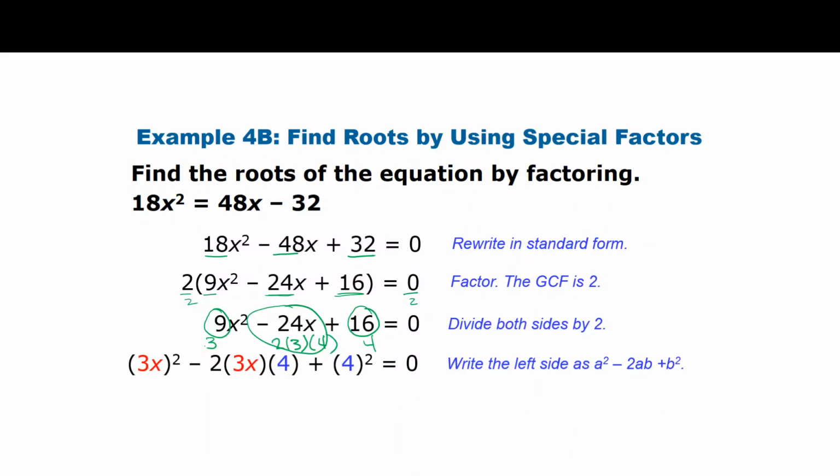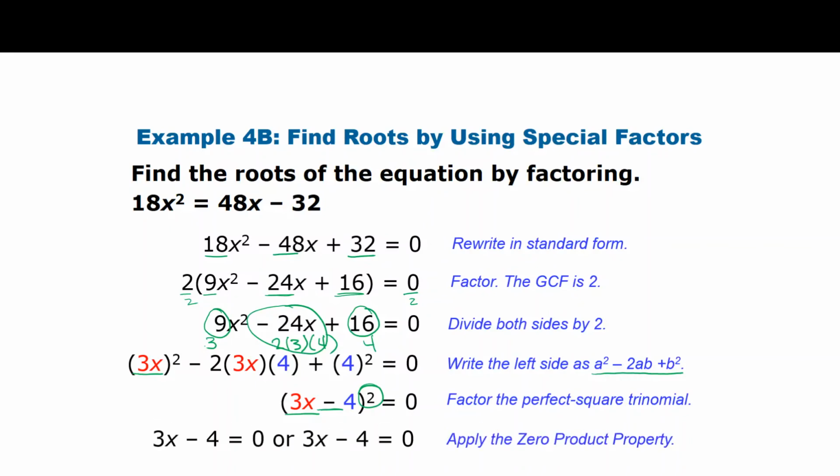And so now that I see that, I can go ahead and rewrite it as a squared minus 2ab plus b squared. And once I do that, then I know that my factor, the perfect square trinomial, is going to be 3x minus 4 squared. All right. And the reason I knew that was a minus was because of this minus here. And now that I can apply my zero product rule, 3x minus 4 equals 0, or 3x minus 4 equals 0, because there's actually 2 of them in there.